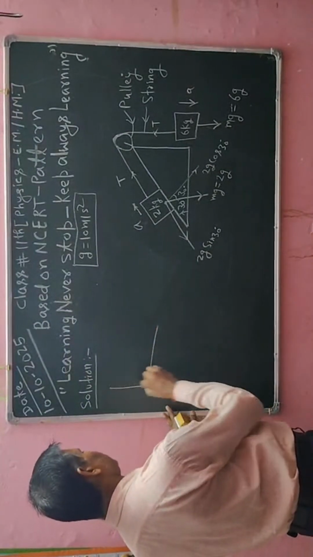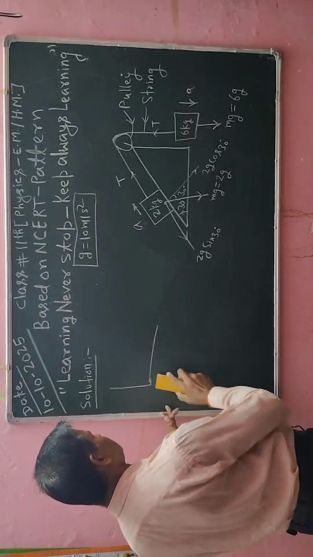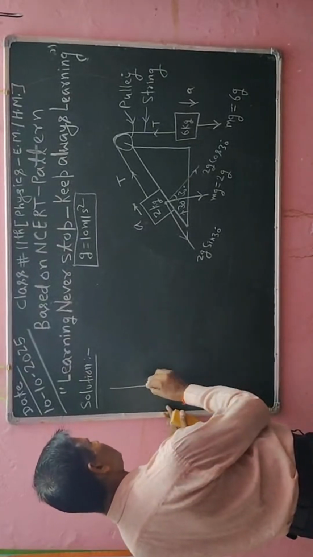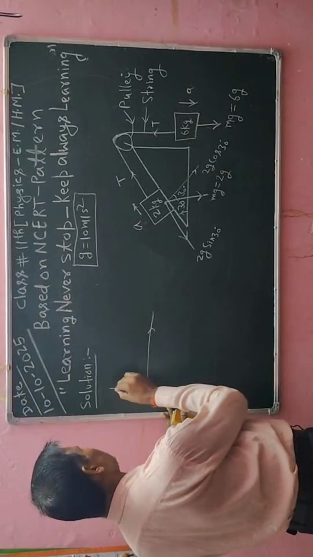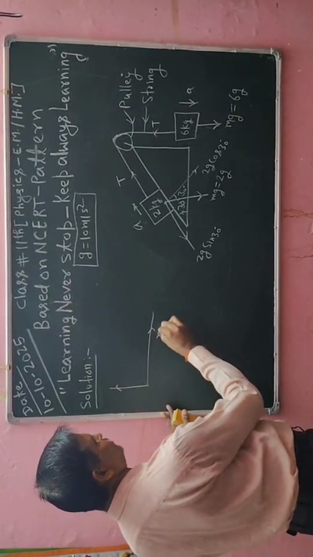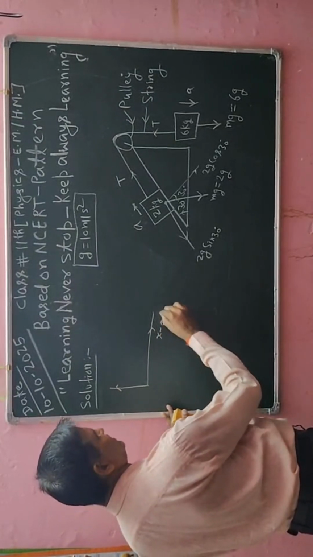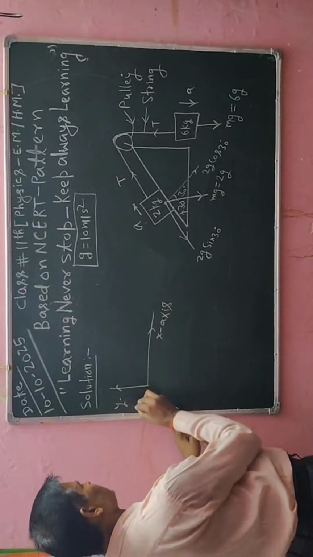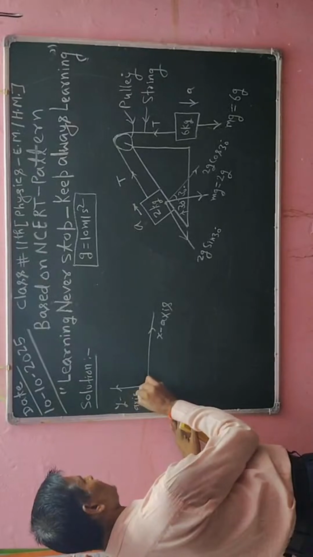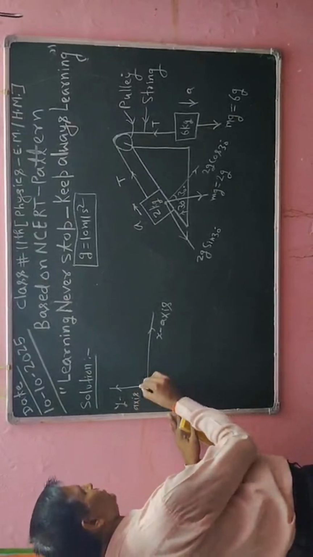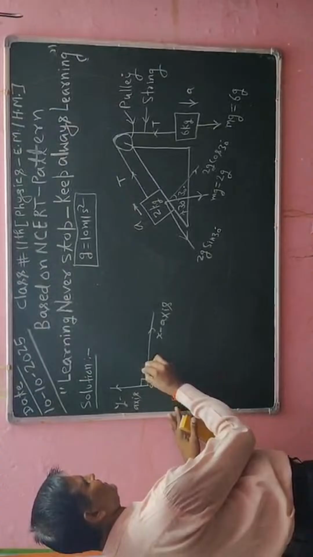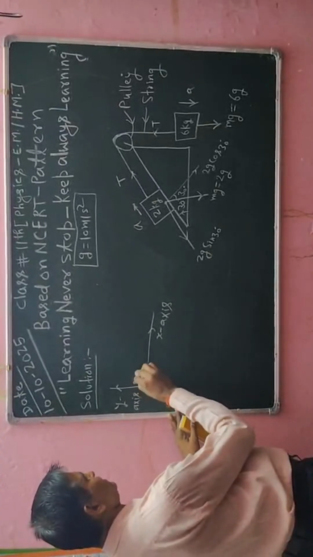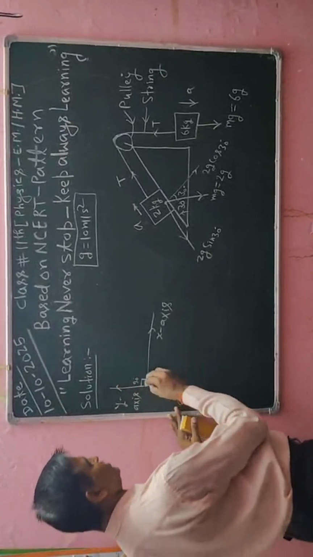Now here I will say this is the x-axis I have drawn here, and this is the y-axis. So I have written both axes. The angle between these two axes is 90 degrees, and each and every student knows the angle between these two axes will be 90 degrees.